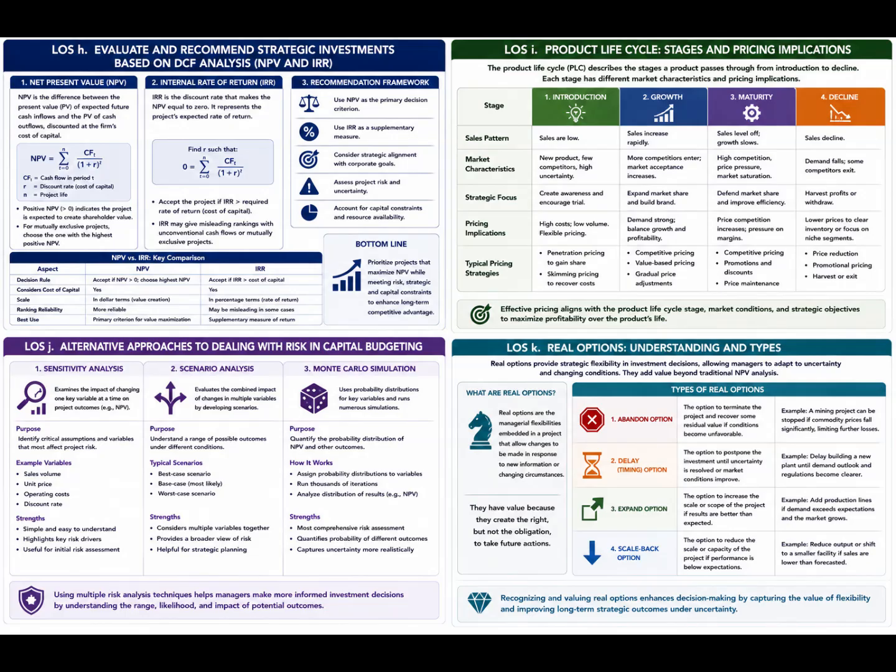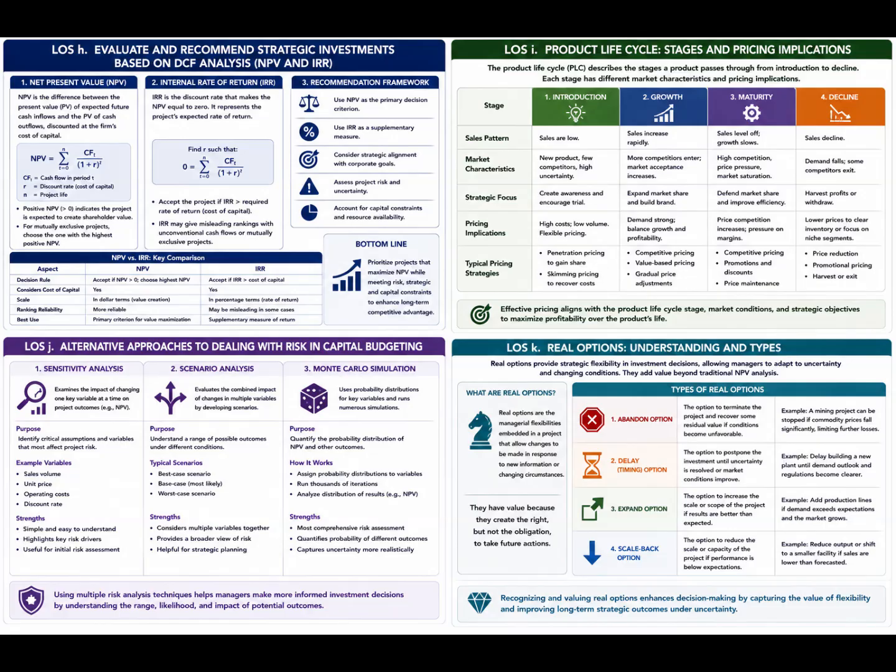In the maturity stage, competition intensifies and price pressure increases, often requiring cost control and promotional strategies. In the decline stage, firms may reduce prices to clear inventory, focus on niche segments, harvest profits, or discontinue the product. LOS J. Identify and explain alternative approaches to dealing with risk in capital budgeting.